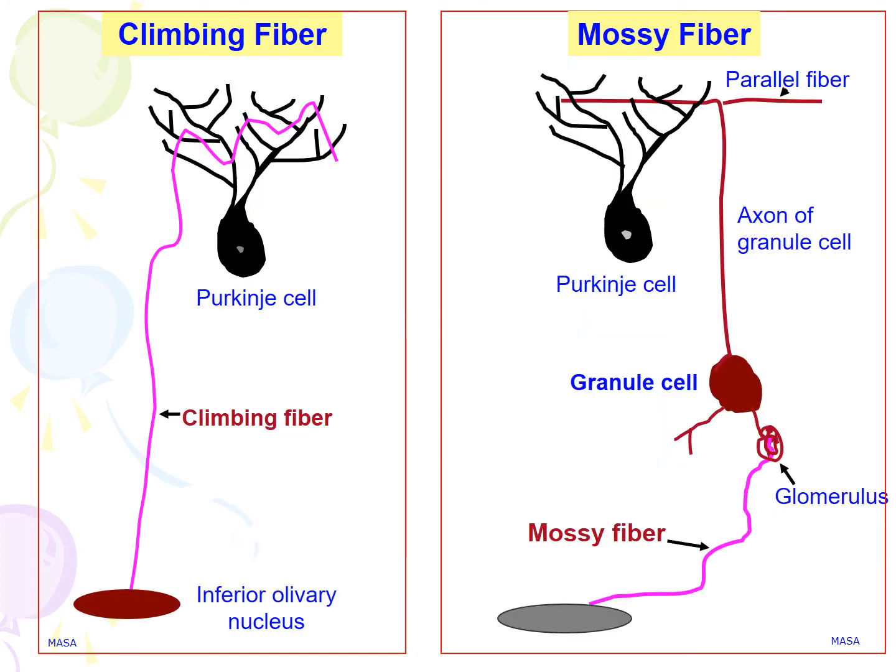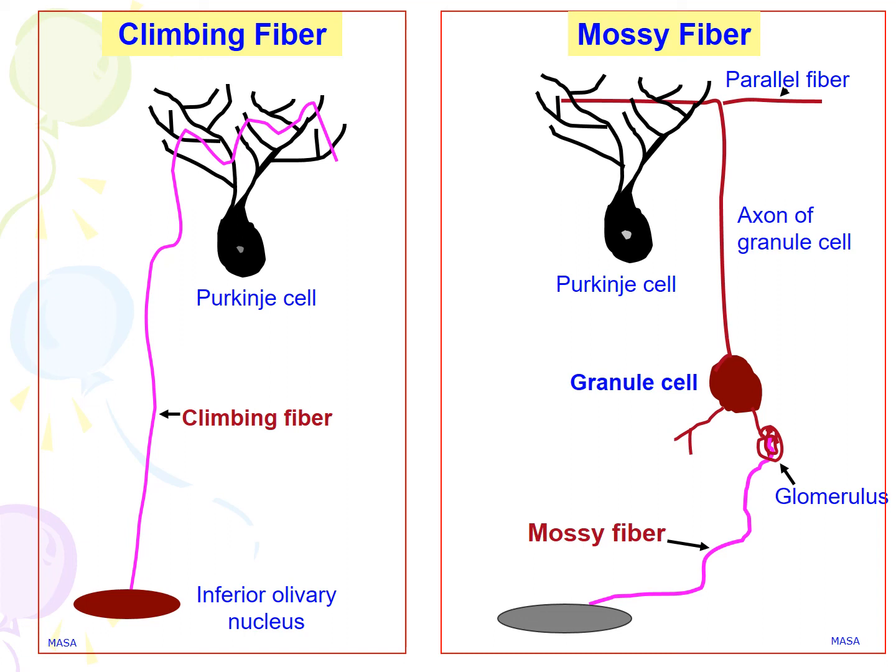So this is to compare the climbing fibers and mossy fibers. Climbing fibers originate only from the inferior olivary nucleus. This is the only source of climbing fibers. It is called the climbing fiber because it climbs the dendrite of Purkinje cells. And one climbing fiber contacts one Purkinje cell. Whereas mossy fibers originate from other sources such as the spinal cord, pons, midbrain, and so on. There are many sources of mossy fibers.